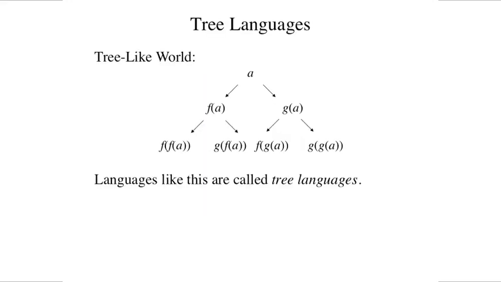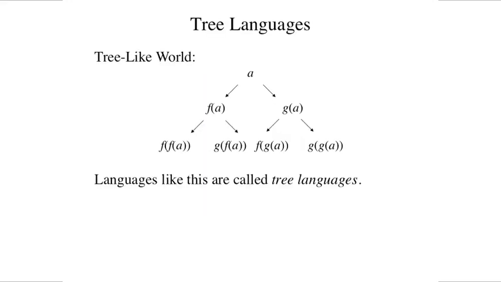Tree languages are a superset of linear languages. While in linear languages, the ground terms of a language form a linear sequence, in tree languages, not surprisingly, the terms form something that's more tree-like.